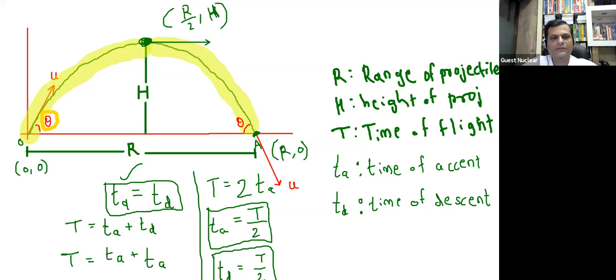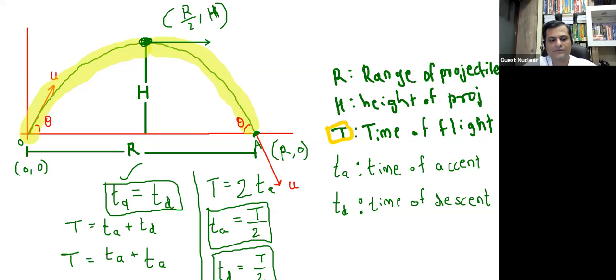Yes, okay. So basically, this is the maximum height of the projectile, and this is the angle of projection. It is denoted by theta here, and this u is called the velocity of projection. Okay, velocity of projection. Yes, and also we have defined this time of flight.